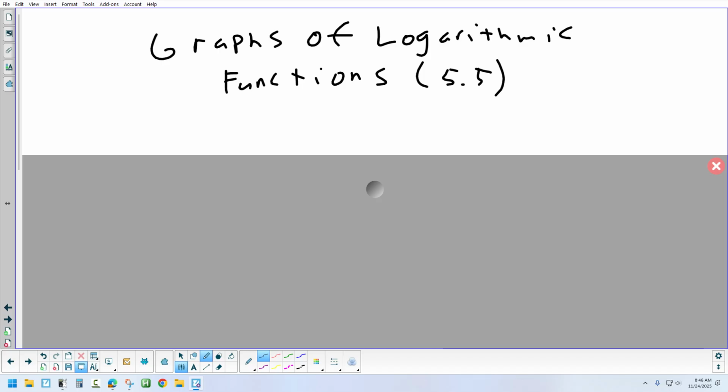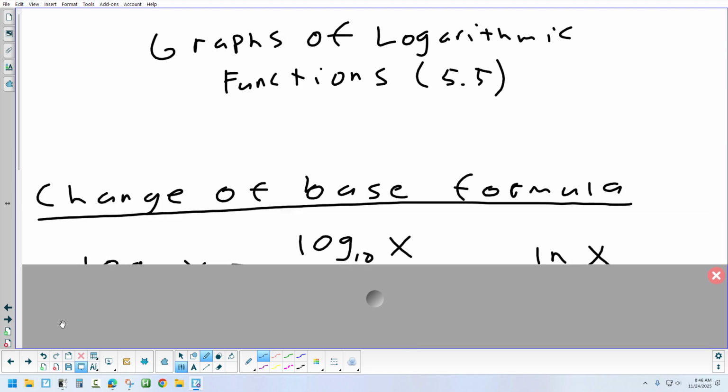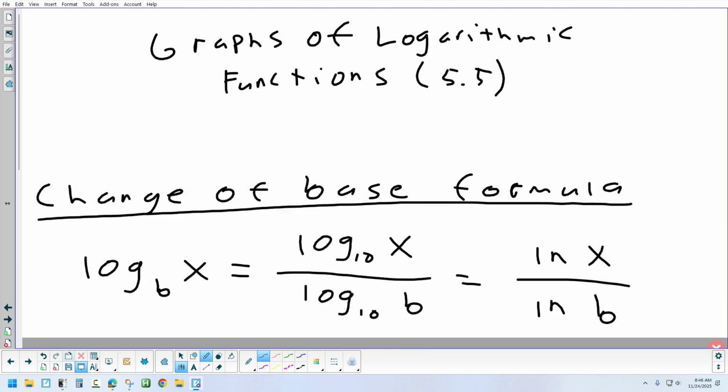Now, if we have to graph something on the calculator that's not base 10 or base e, remember, we don't have a button for it. So we have to use the change of base formula. This is something we talked about in section 5.4. When you don't have a base 10 or a base e, the way you can type it in is as a fraction. And the fraction is the log of the argument divided by the log of the base. And you do have to remember which one goes on top.